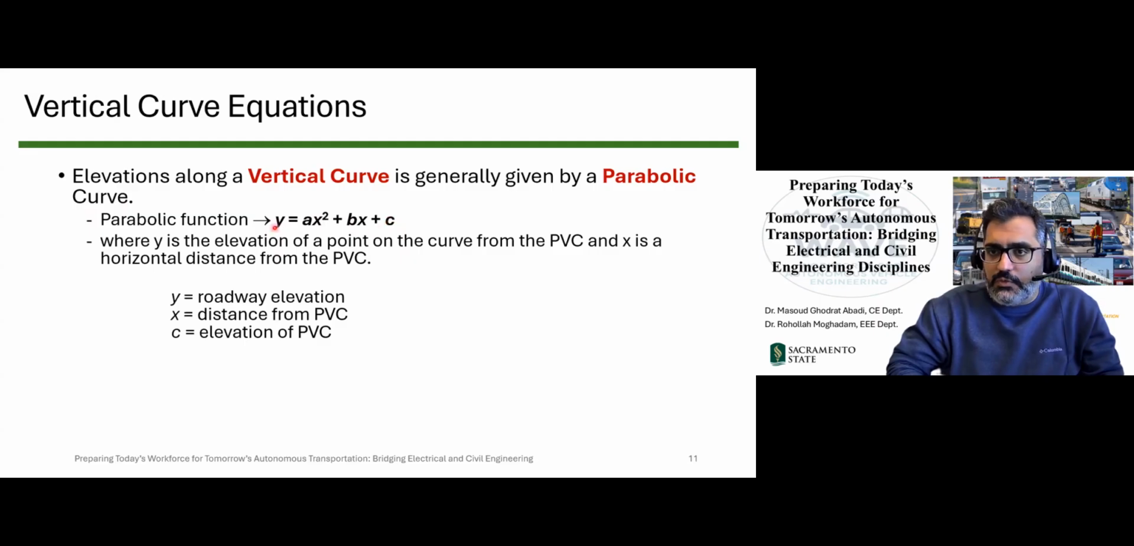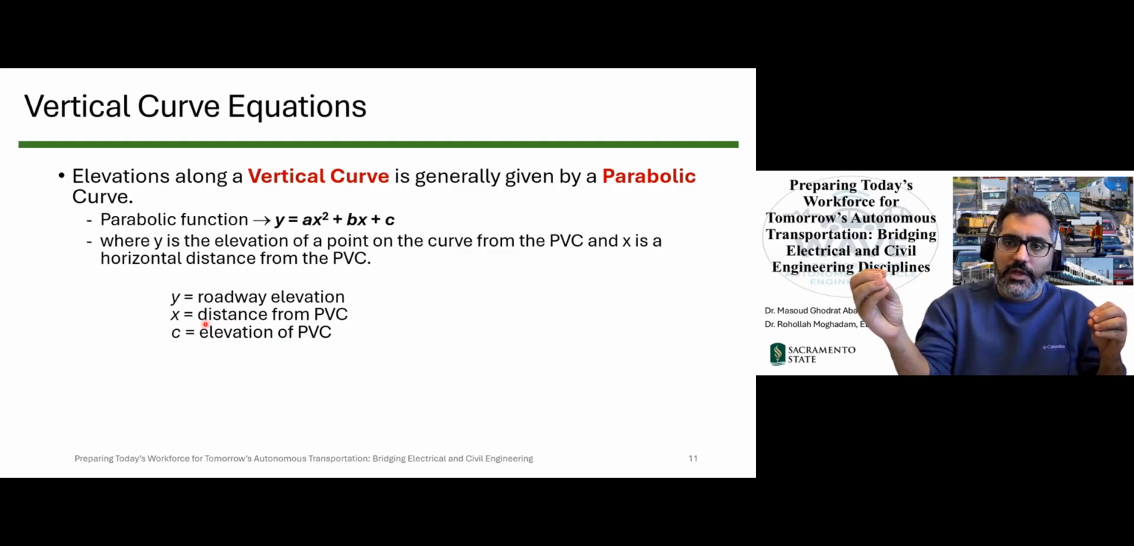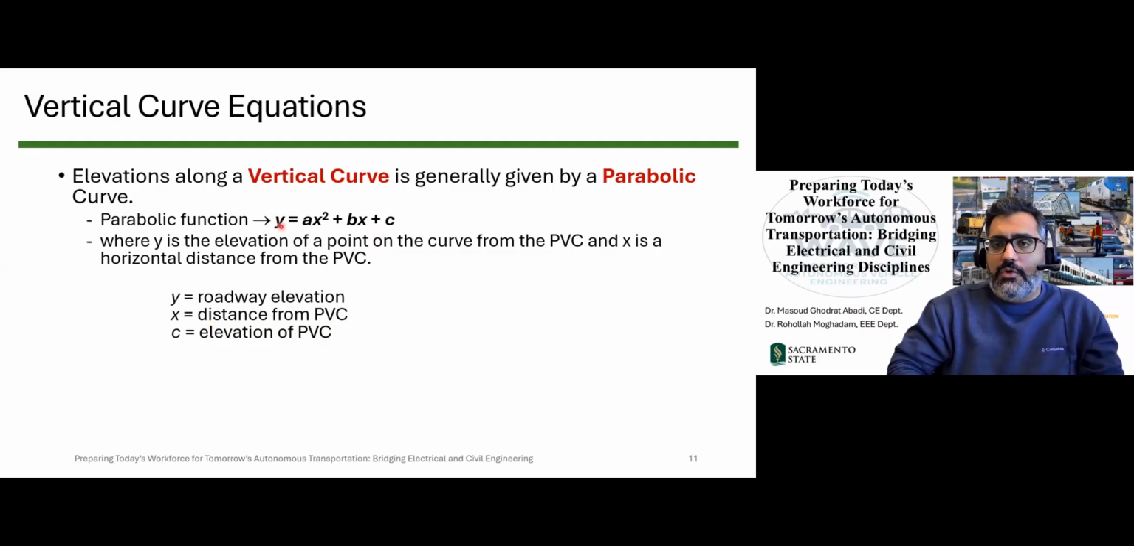By the way, what is x and what is y in this equation? So y is showing the elevation, and x is showing the station or just the distance measured from PVC. So what was PVC? Beginning of a curve. So from the beginning of the curve, we can find the distance and elevation, x and y. In other words, we can find that for every one of our vertical curves.